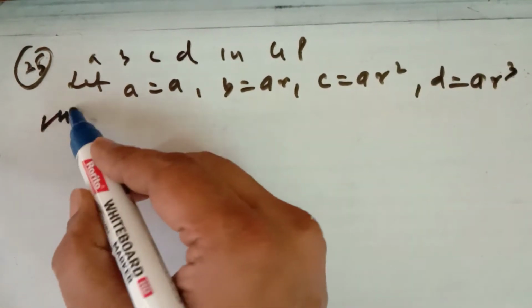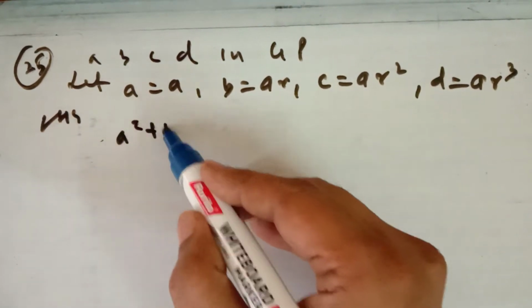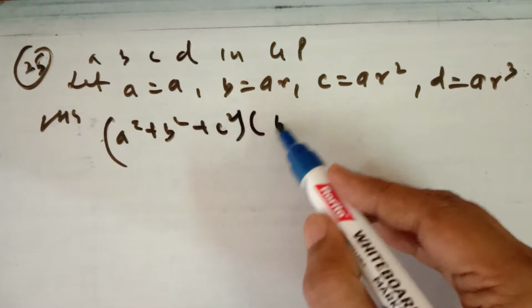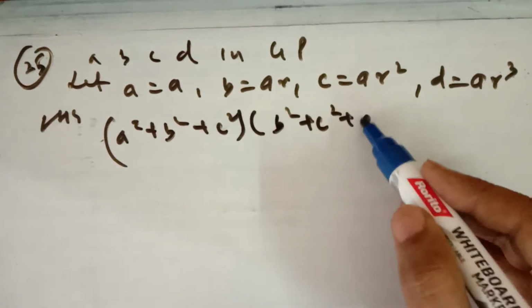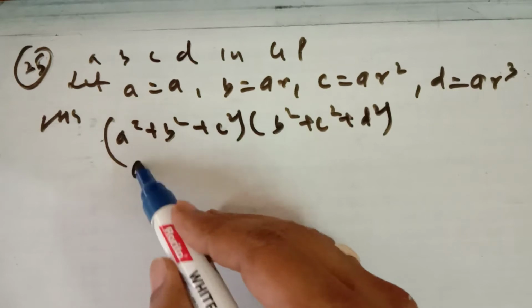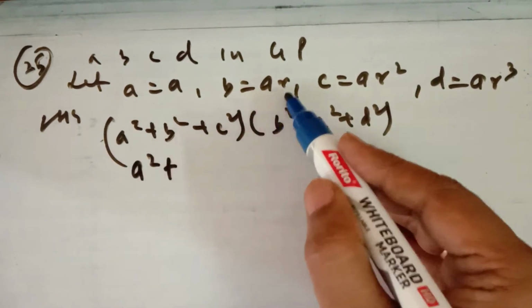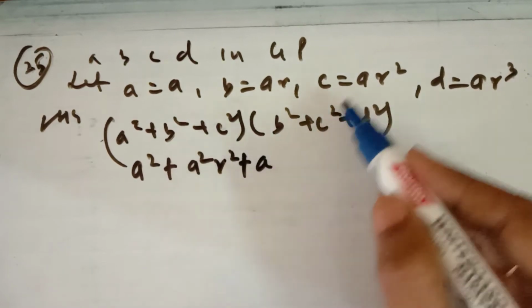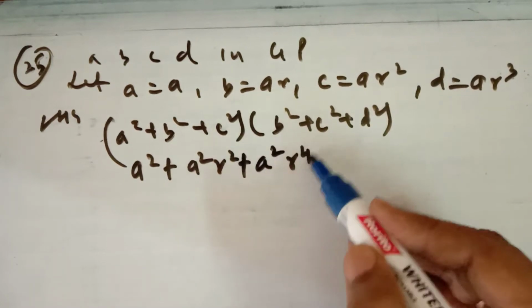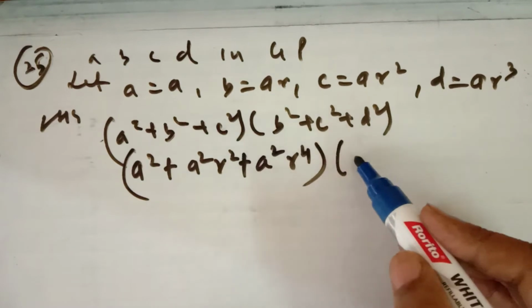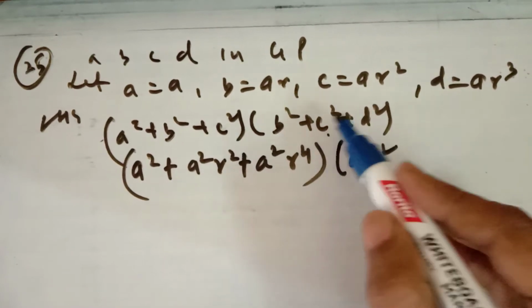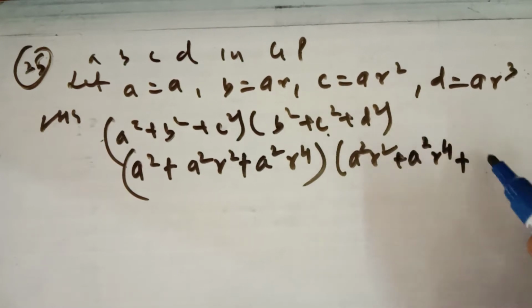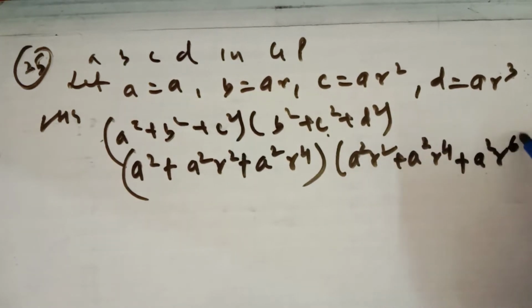Now what is the left hand side? Left hand side is (A² + B² + C²) into (B² + C² + D²). So the value of A is A as it is, the value of B is AR, so it will be A²R². The value of C is AR², so A²R⁴. In this B² is A²R², C² will be A²R⁴ and D² will be A²R⁶.